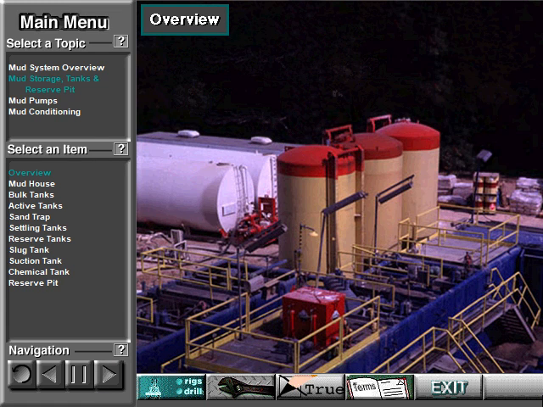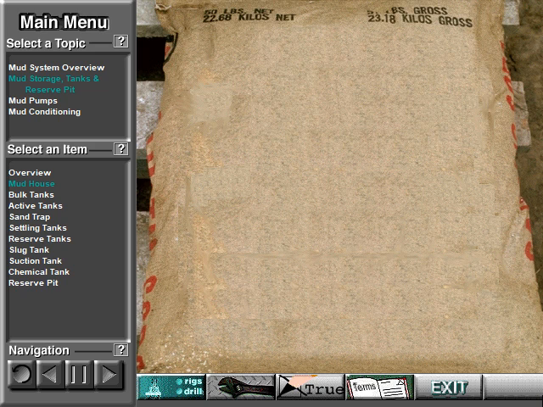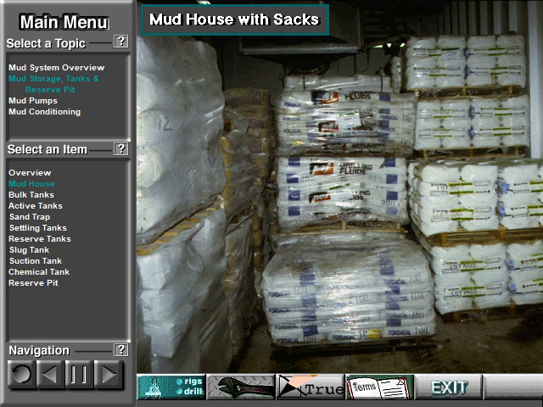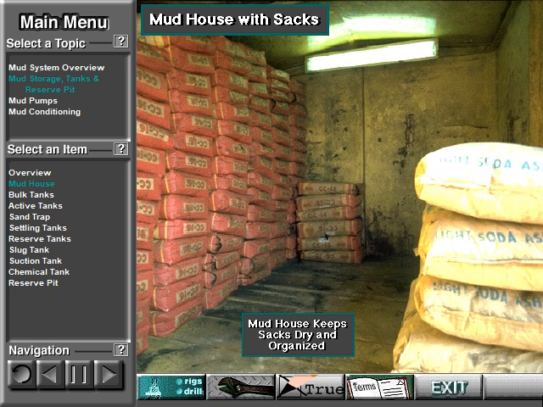The rig does not necessarily use all the mud tanks at once, although it does use several. The active tanks hold mud the pump actively circulates. Often, mud components come to the rig in sacks. Normally, the crew stores the sacks in a special compartment called the mud house or sack room. The house or room keeps the sacks dry and allows them to be stored with care.